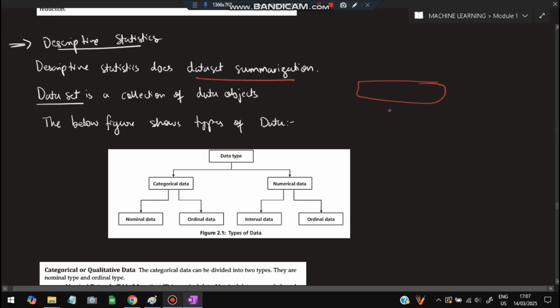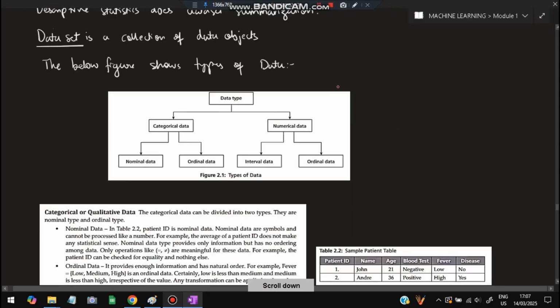The data set is present here, and I want only this much of a summary, so it will reduce the bigger data set into a smaller data set. That is called descriptive statistics. And there are two types of data. What is a data set? It is a collection of data objects. If you collect different types of data, it is called a data set.